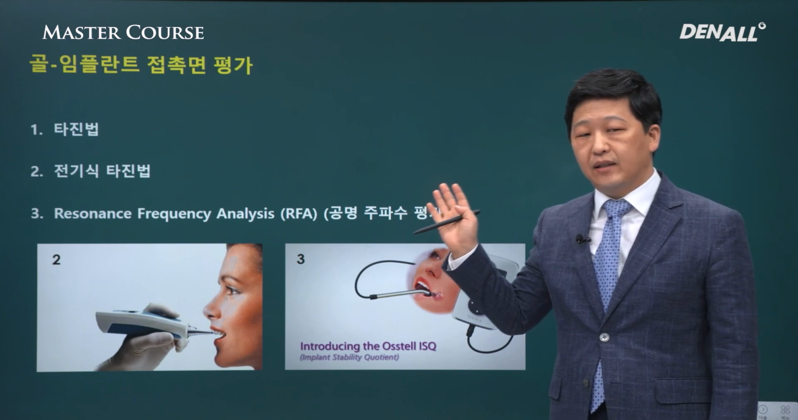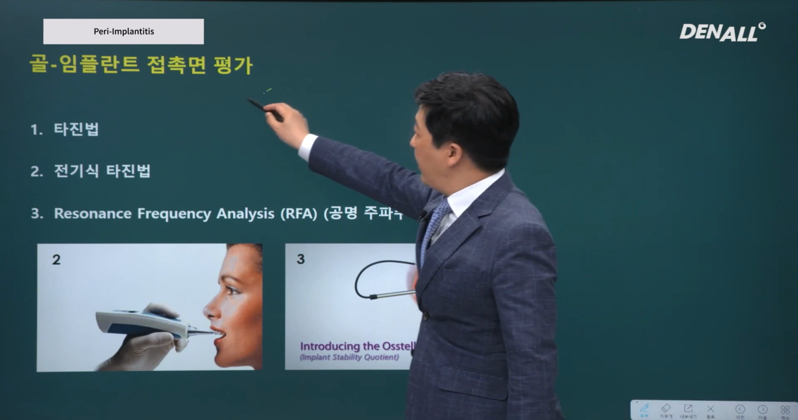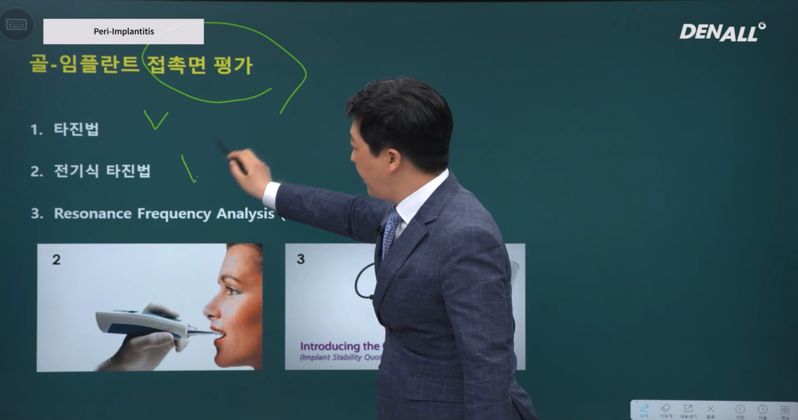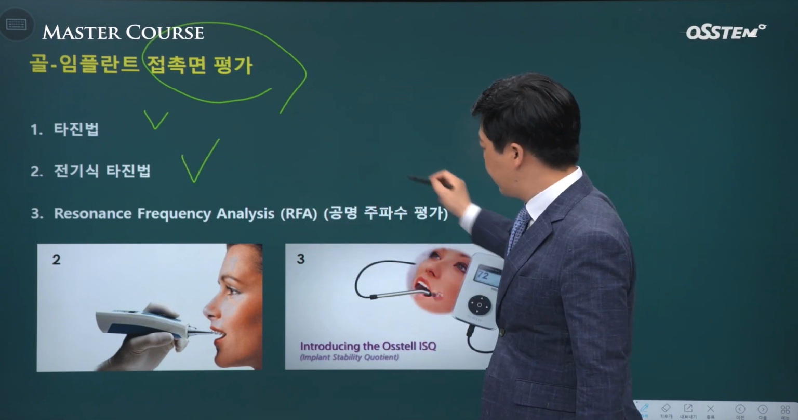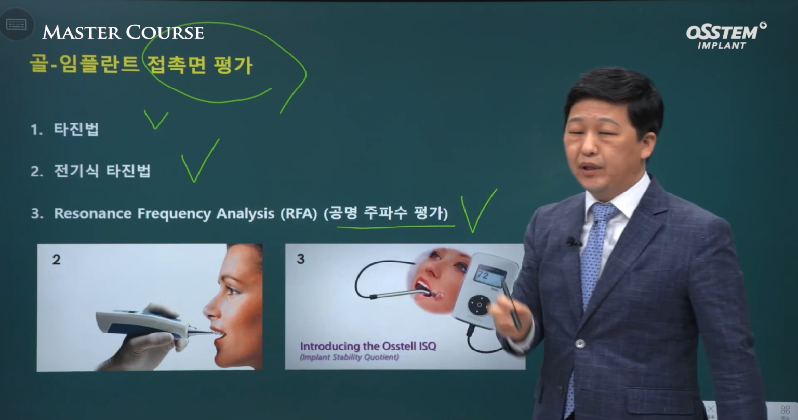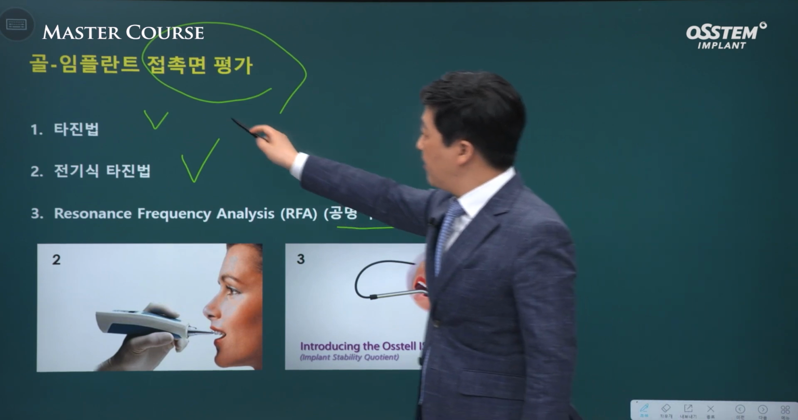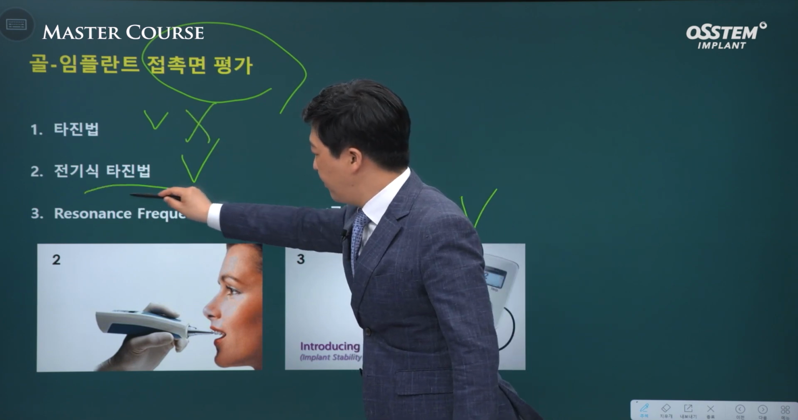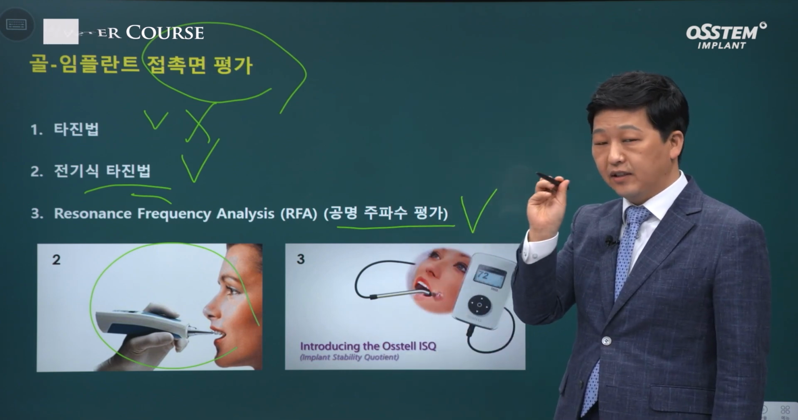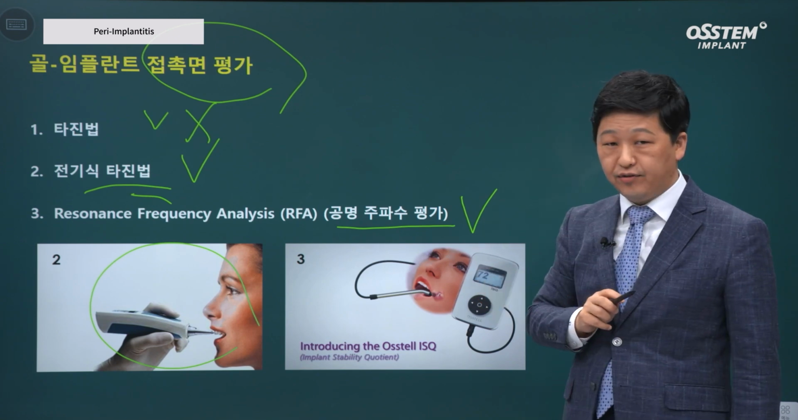Another way to diagnose peri-implantitis is to do proximal surface evaluation. We can do percussion test, electric percussion test, and RFA or resonance frequency analysis. In the case of a percussion test, you use the back of the dental mirror. It's not really credible. In the case of electric percussion test, you use a dedicated tool to determine the level, and the most accurate is RFA.